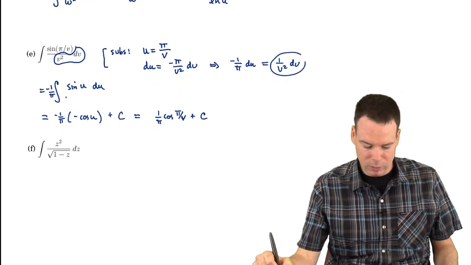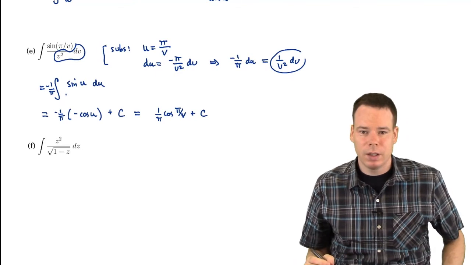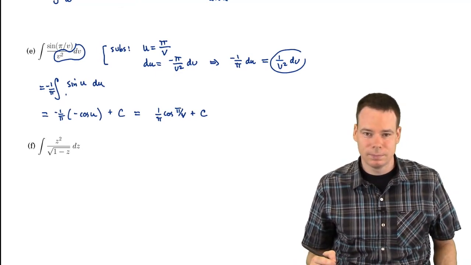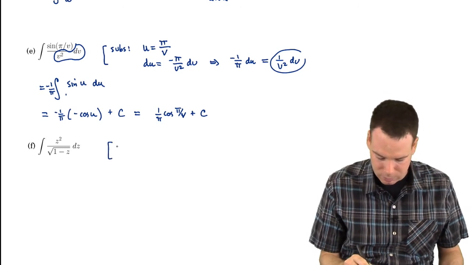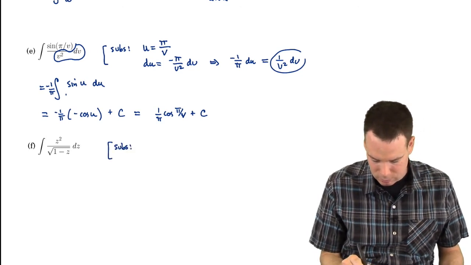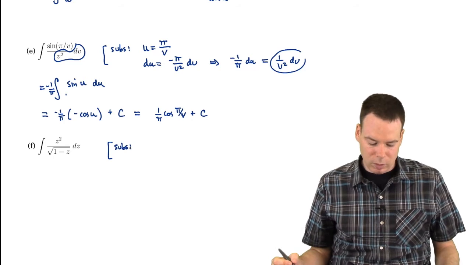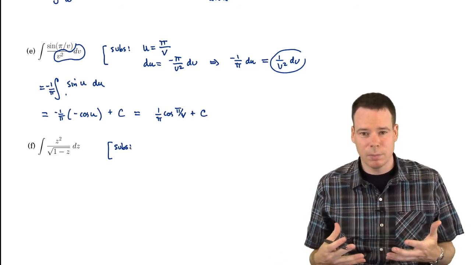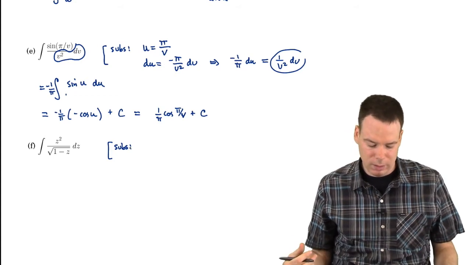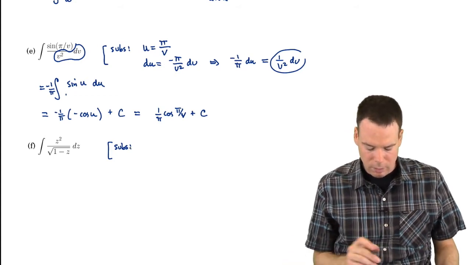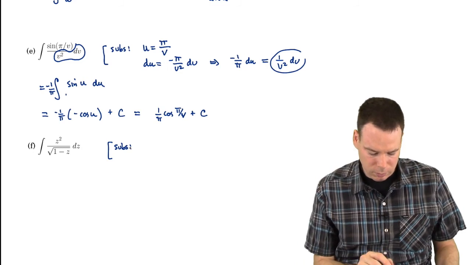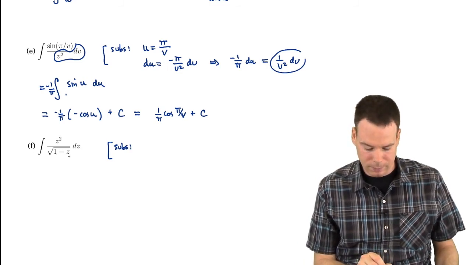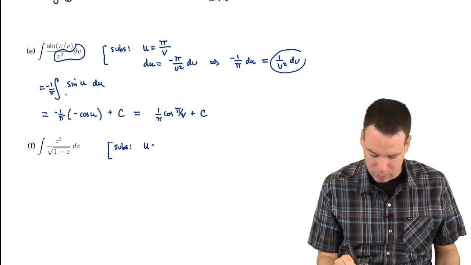How about this last example? Okay, give it a shot on your own, take a few moments. Okay, let's figure out what we want to substitute for. I want to substitute for something whose derivative is also in the expression. What can we do? Well, I could substitute for the 1 minus z. And let's see what happens if I do that.